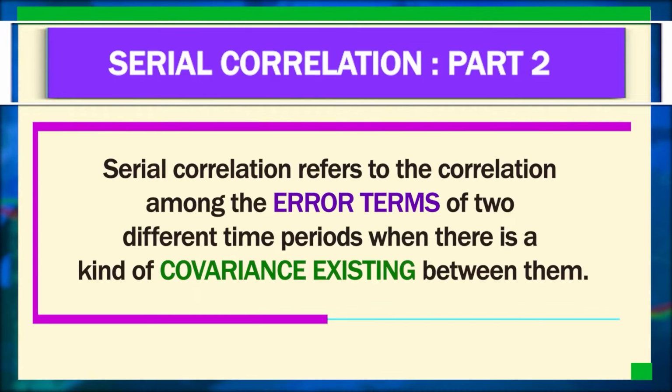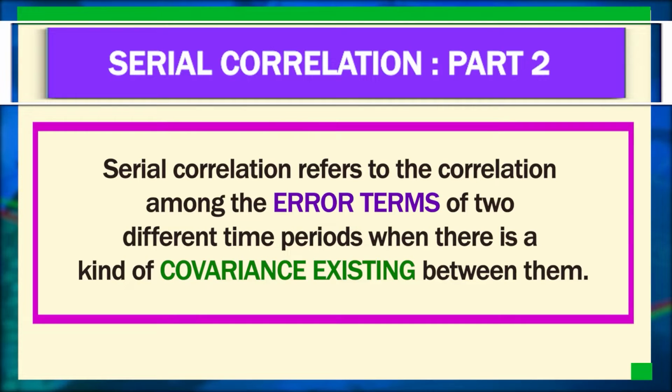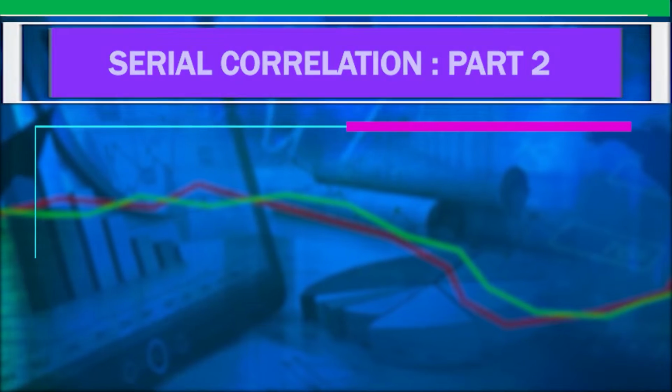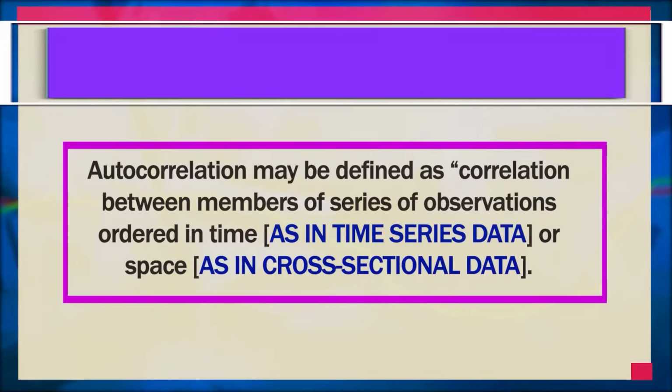Serial correlation refers to the correlation among the error terms of two different time periods, when there is a kind of covariance existing between them. By serial correlation we mean that the disturbance terms of the stochastic process are interdependent on each other, and this poses the problem of self-regression or self-correlation. This invites the problem of serial correlation or autocorrelation.